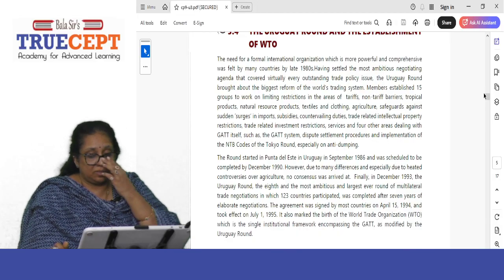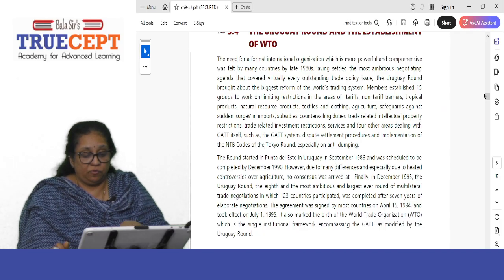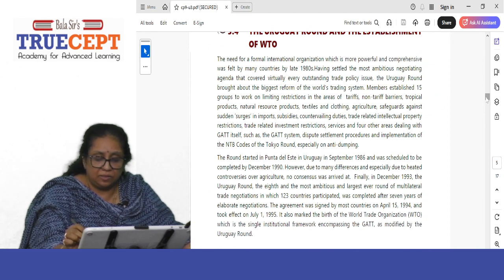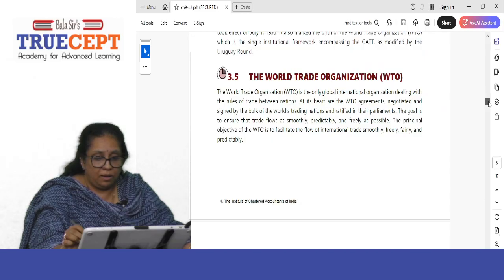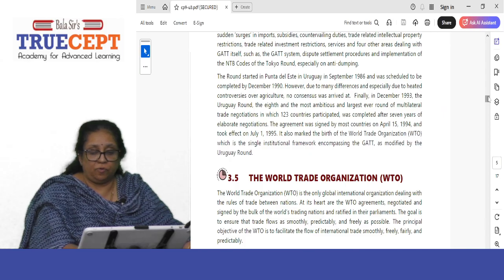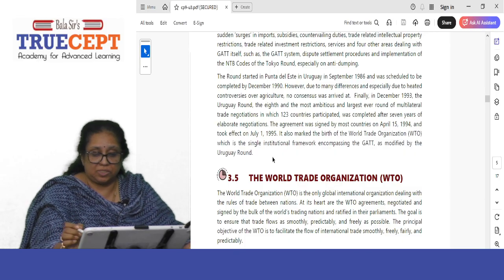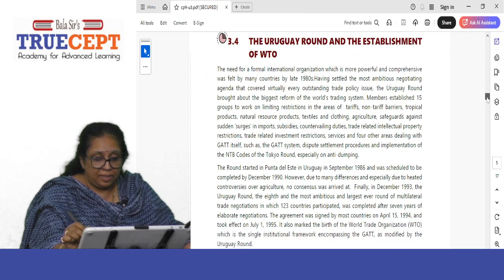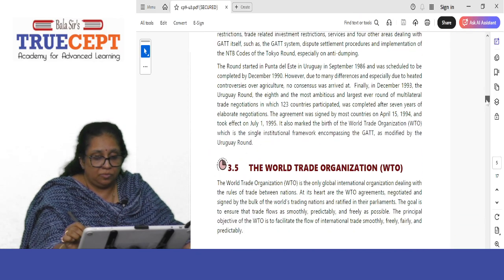One question is possible here: the agreement was signed by and took effect on April 15, 1994. Please memorize that year. This also marked the birth of the World Trade Organization. So, in which particular round did it start? It came with the Uruguay Round, the 8th and most ambitious and largest ever round, which was completed in December 1993 after 7 years of elaborate negotiations. The agreement was signed by most countries. So there is a Doha round, there is a Tokyo round, and there is the Uruguay round.